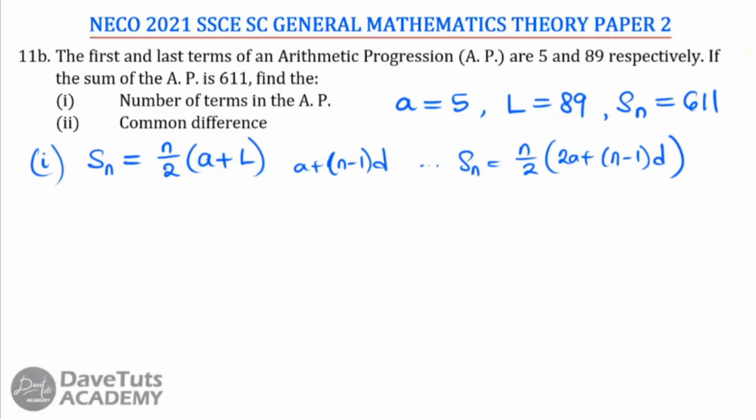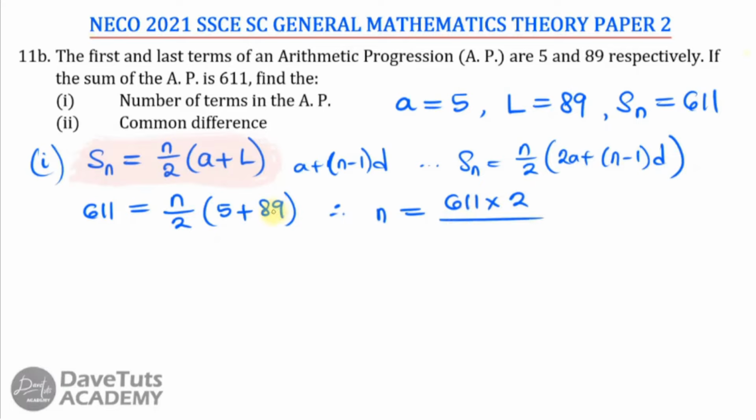So we will make use of this very first one here, and then we can say that the sum we are given is 611. We are looking for the number of terms n, so n over 2 is a. What is a? A was given as 5, L was given as 89. So therefore, if you cross multiply, n in this case will be 2 times 611 over 5 plus 89, that will be 94. And here we can cut, 2 can go into 94, that will be 47.